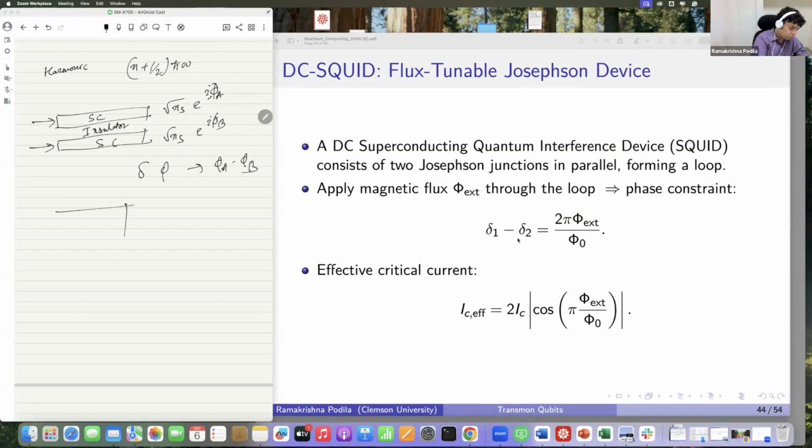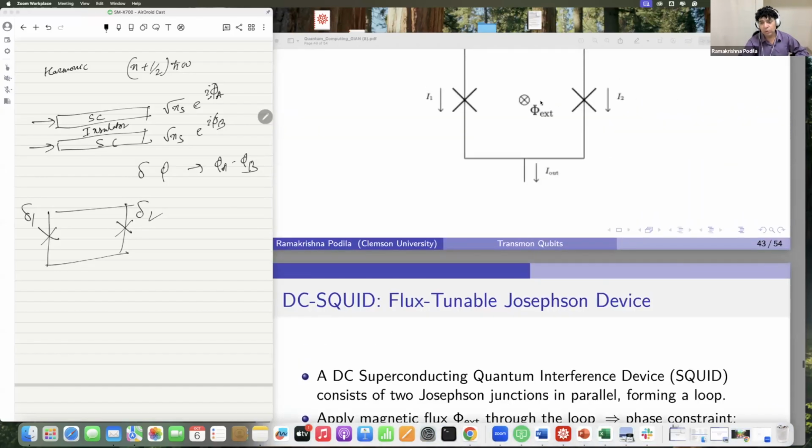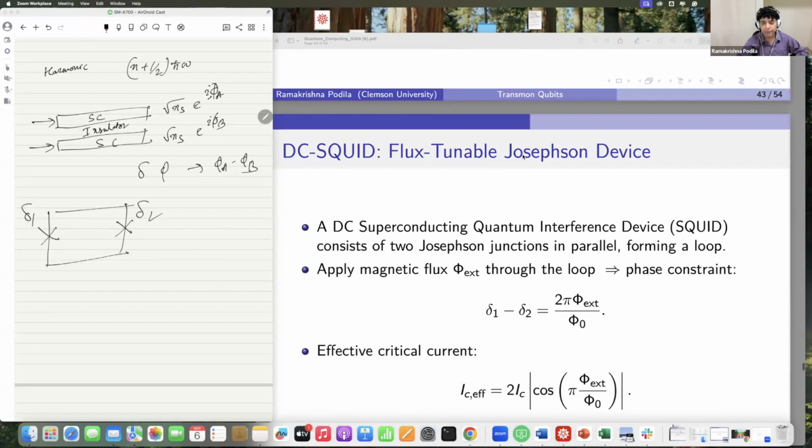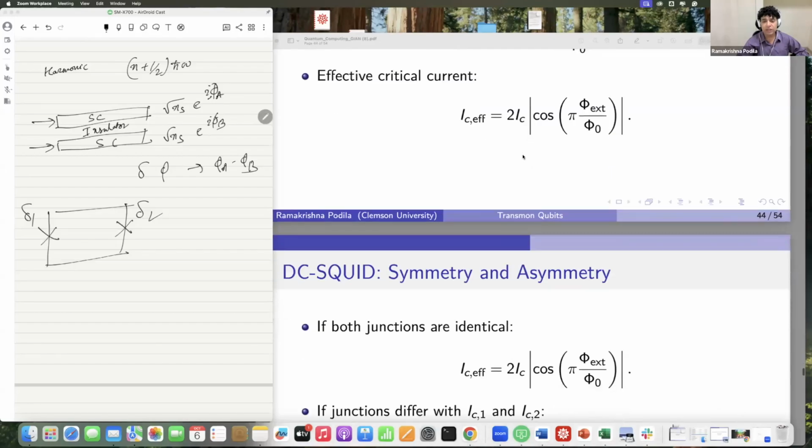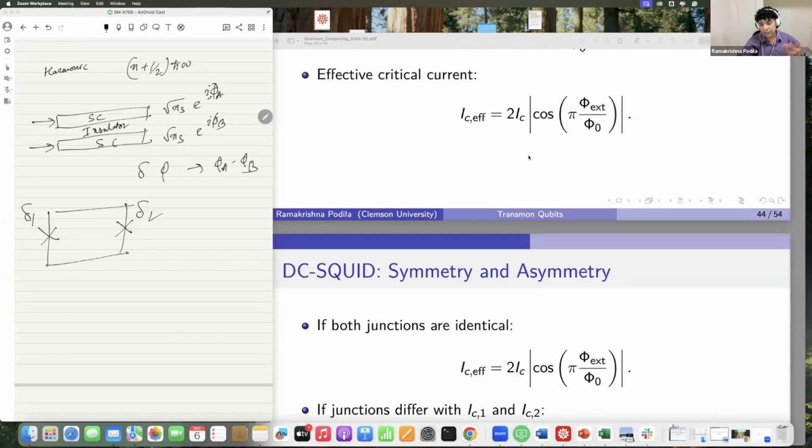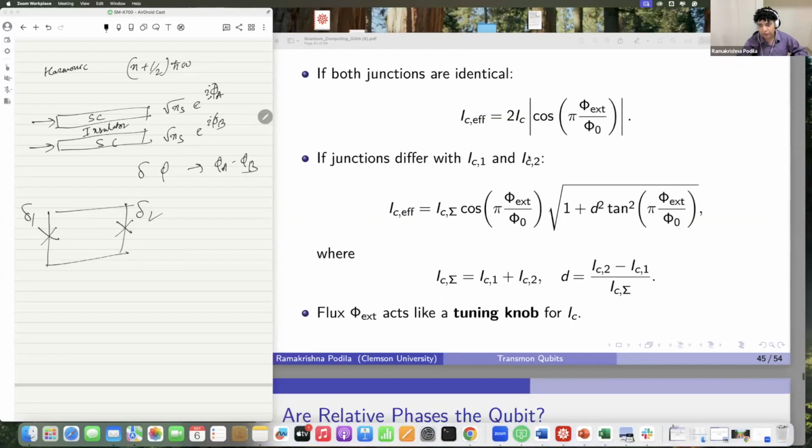That is, you have these two superconducting Josephson junctions. And let's say this is delta 1 and this is delta 2. I can control the difference between them. And I can also control the effective critical current. And this phi external is the magnetic field that we are applying to control. So this means that the magnetic field is pointing into the plane of the paper, right? And so that's why the DC SQUID is very useful.